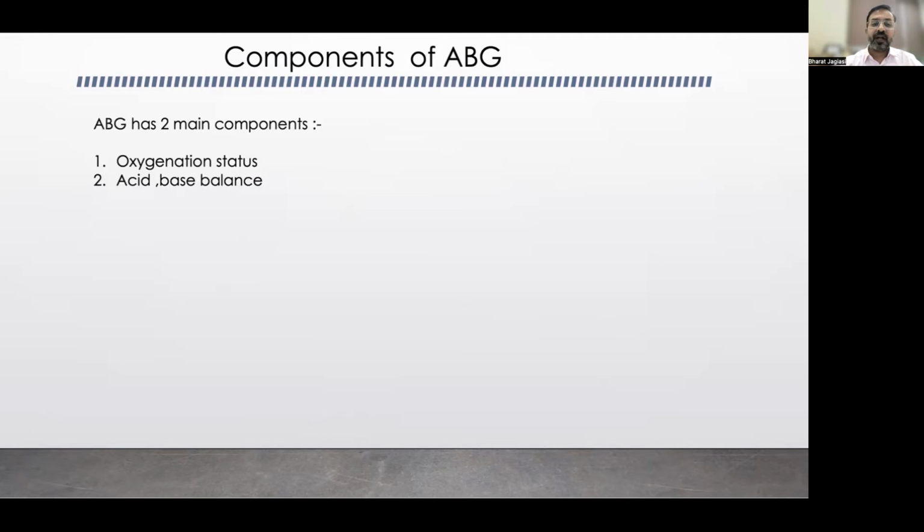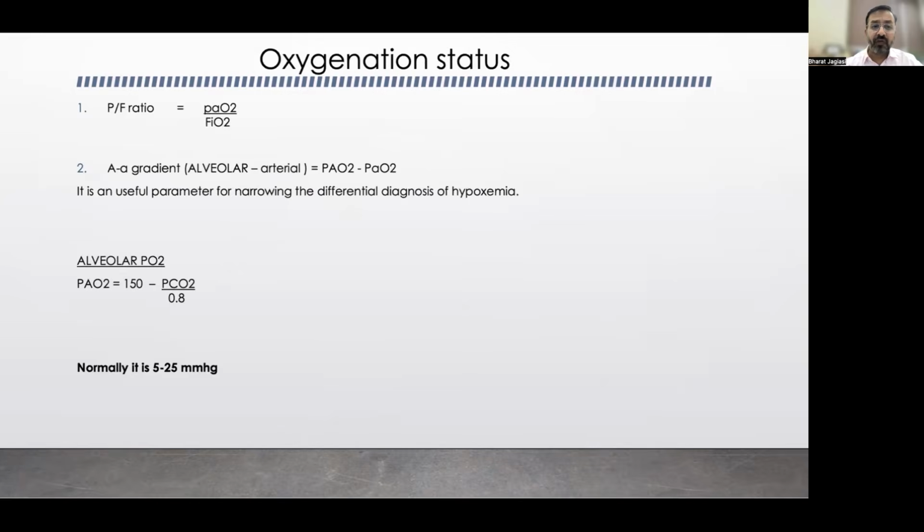So we have two major components of ABG: the oxygenation status and the acid-base balance. An ABG tells us two things. And if we start by looking into the oxygenation status, what we always look into is the PF ratio.